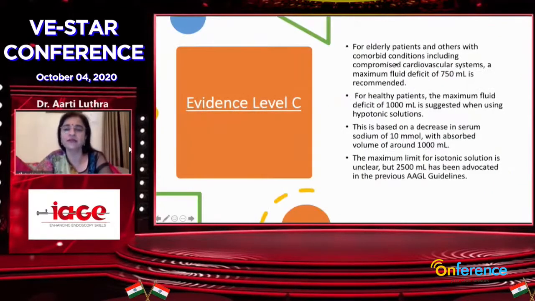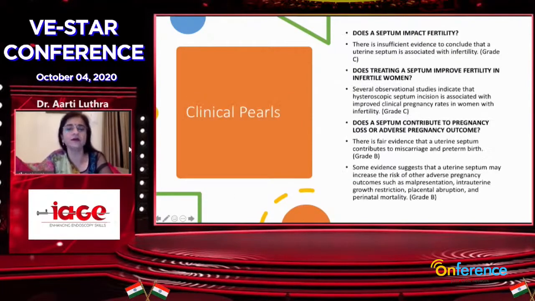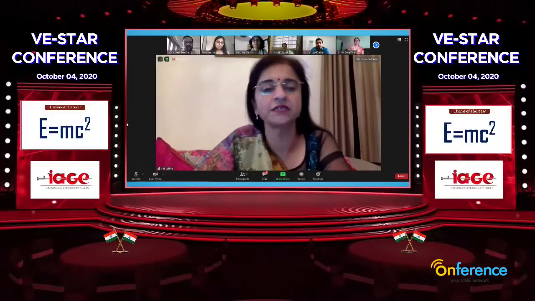Yeah, okay. So just one thing I would like to point out here, the limits of the fluid. For elderly patients with comorbid conditions, the maximum fluid deficit should not be more than 750 ml as per AGL. For healthy patients, it can be up to 1 liter, but the max limit cannot be above 2.5 liters. And if it is a big myoma or some other long procedure, we must counsel the patient that we may do the procedure in 2 sittings.